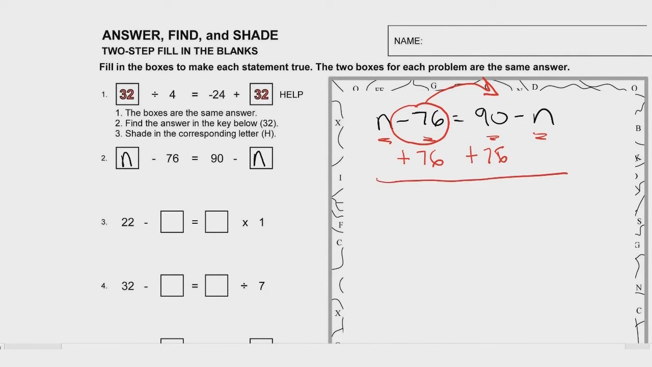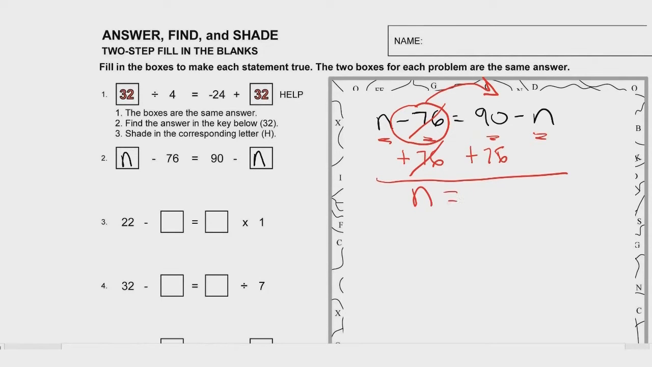So I'm adding 76 to both sides. And you might be thinking, wait a second, why are you doing that again? The reason why is because a minus 76 and a plus 76 cancel each other out. In other words, it gives you 0. So you say, bye-bye. And now the n is by himself.